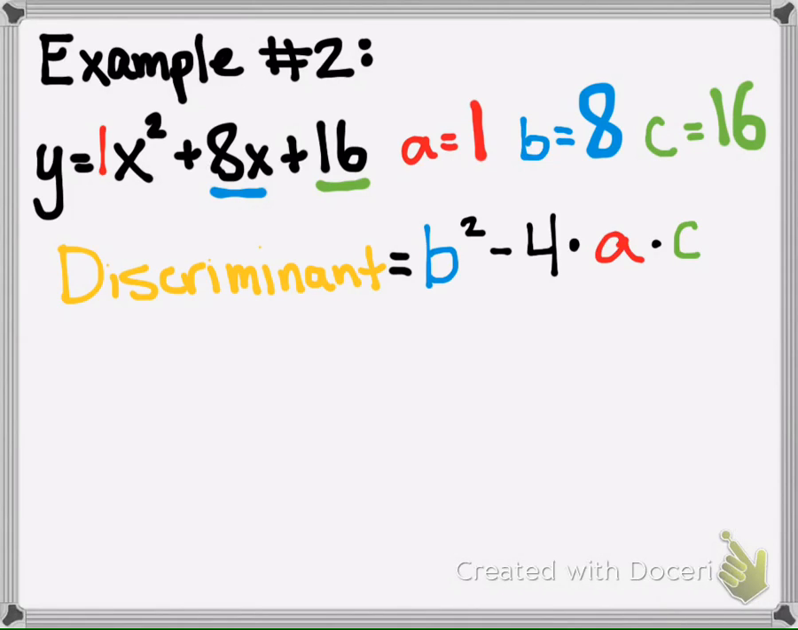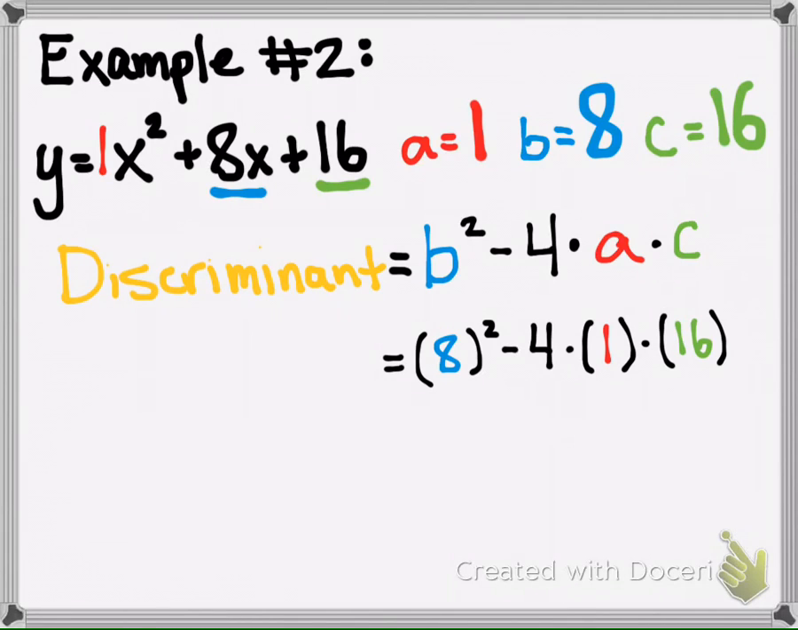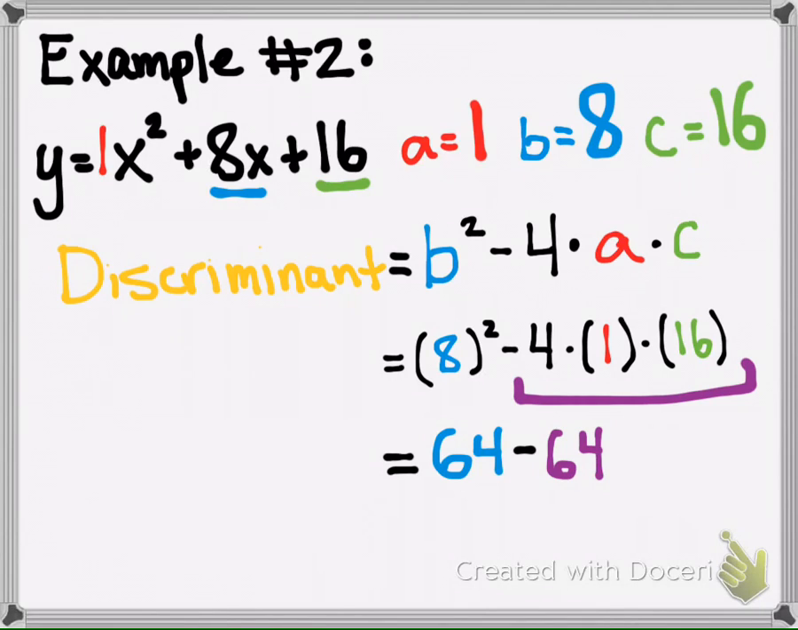So, I'm going to write out the discriminant formula again and start plugging in numbers. So, starting off with b squared, I'm going to have 8 squared minus 4 times my a value, which is 1, and my c value, which is 16. Now, I'm going to simplify this all together. So, I have 8 times 8, which is 64, minus 4 times 1 times 16, which is 64. 64 minus 64 gives me 0.